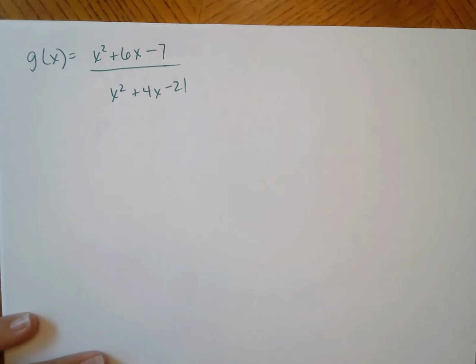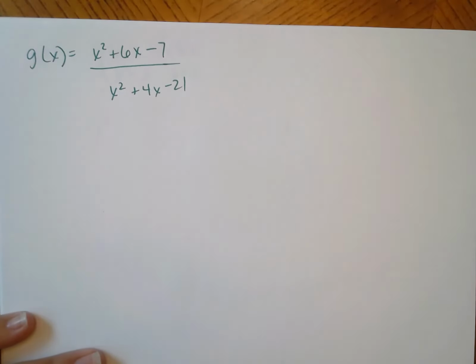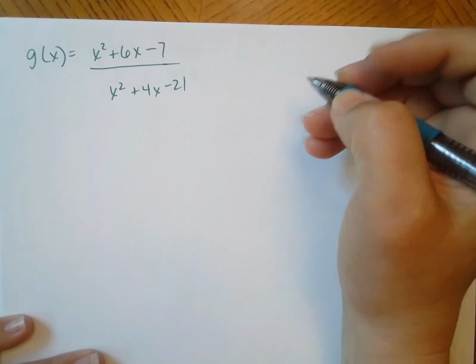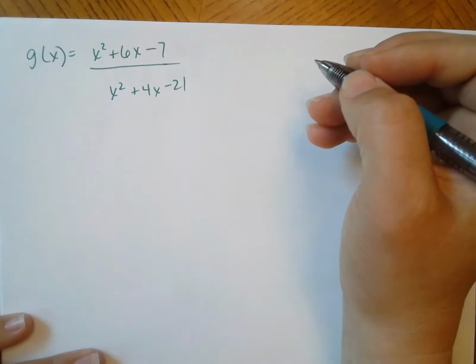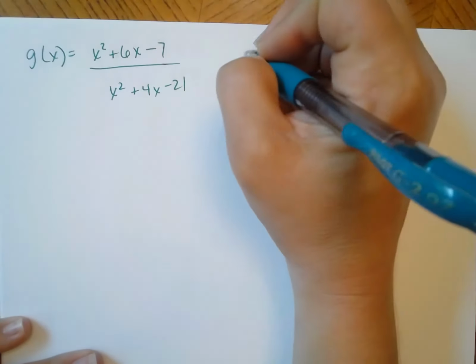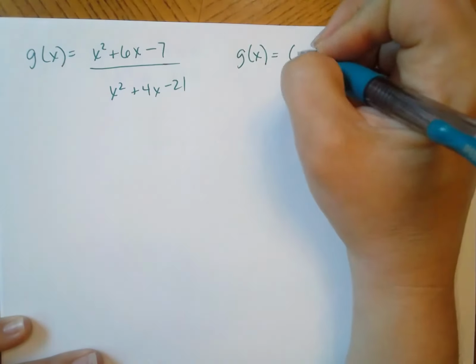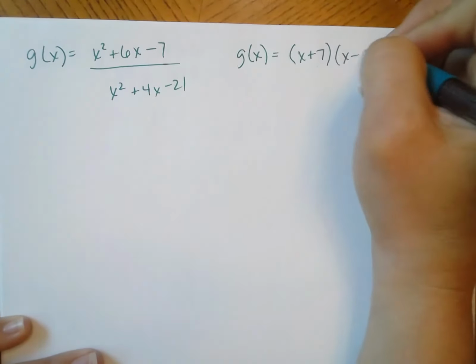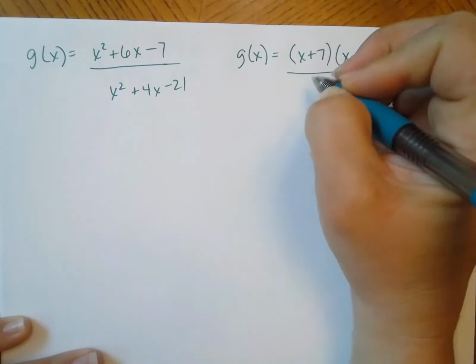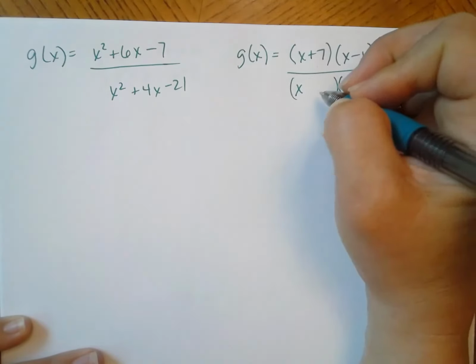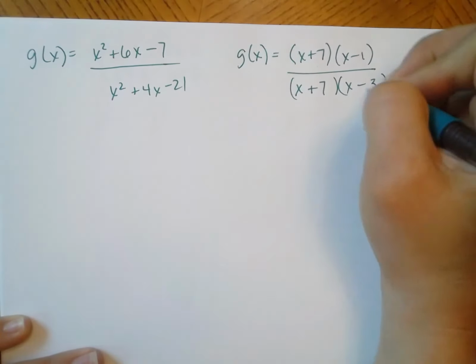Okay, so this time we have g. It's another rational function, and g is x squared plus 6x minus 7 over x squared plus 4x minus 21. What I'm going to do with this first is just factor everything. It's a good start with rational functions. So I'm going to rewrite g as, let's see, the top can be factored as (x plus 7) times (x minus 1), and the bottom can be factored as (x plus 7)(x minus 3).